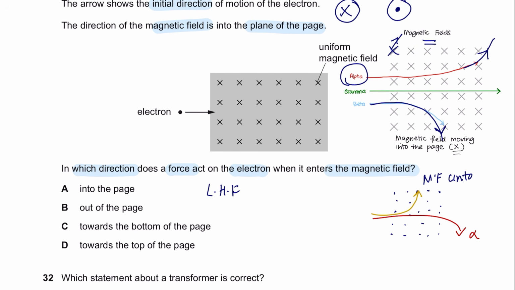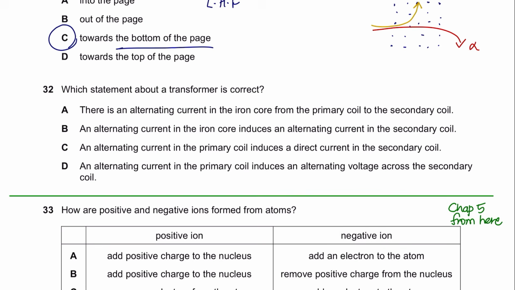So the answer here is moving downward. So it is C, towards the bottom of the page. Question 32. Which statement about a transformer is correct?